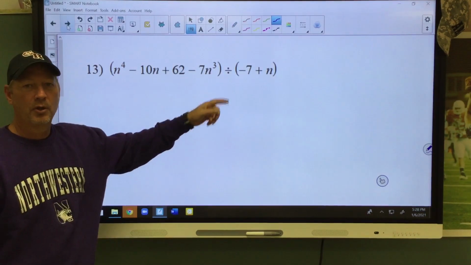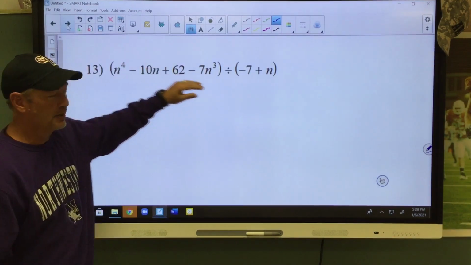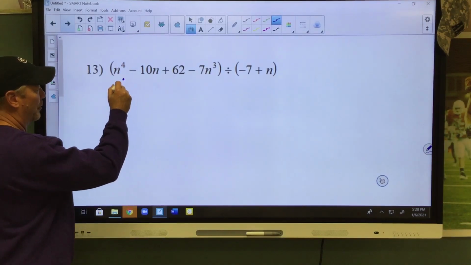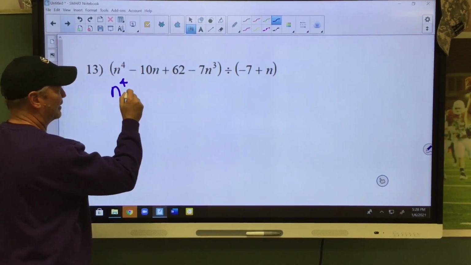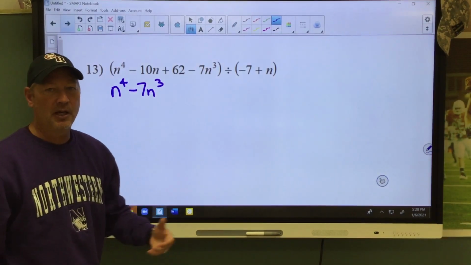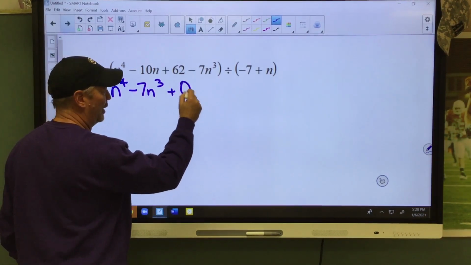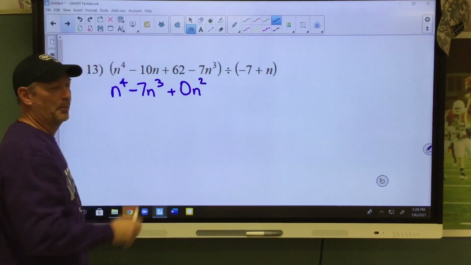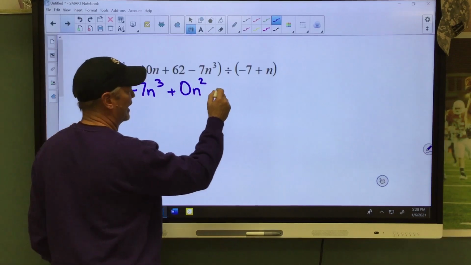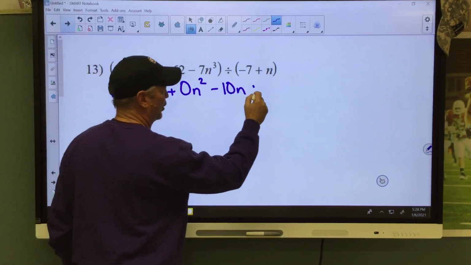We're scrambled. We're all mixed up. We need to write this in the correct order with my exponents in descending order. So I'm going to write this as n to the 4th minus 7n to the 3rd. I don't have an n squared, so we're going to go plus 0n squared. This allows me to put my 0 to hold the spot so I don't mess that up. I have minus 10n, and I have a plus 62.